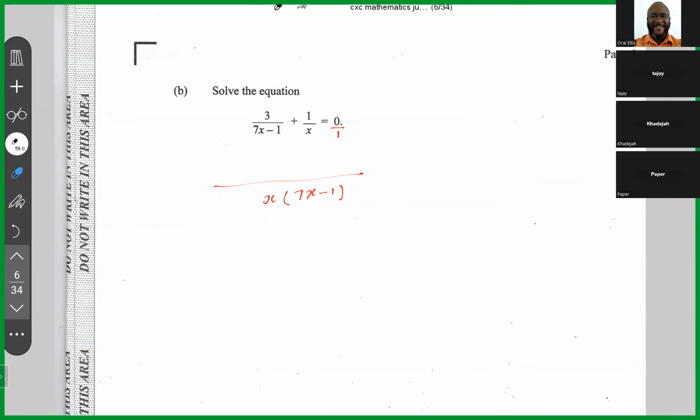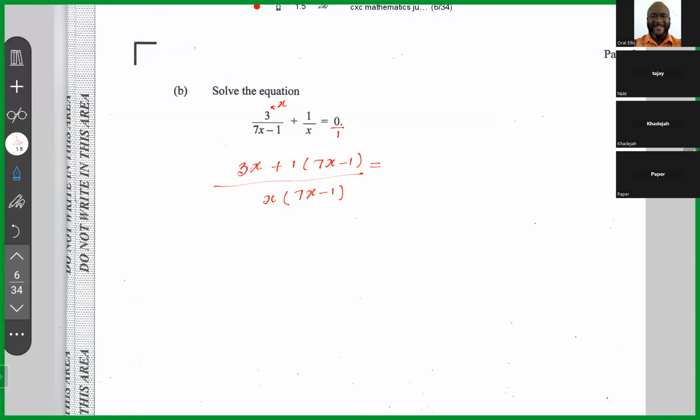So next I'm going to use the LCM. I'm going to say 7x minus 1 into the LCM is x. 7x goes into the LCM, x times. So I'm going to multiply x by the numerator. X times 3 is 3x plus x into the LCM is 7x minus 1. I'm going to multiply that by the numerator. So it's 1 multiplied by 7x minus 1.